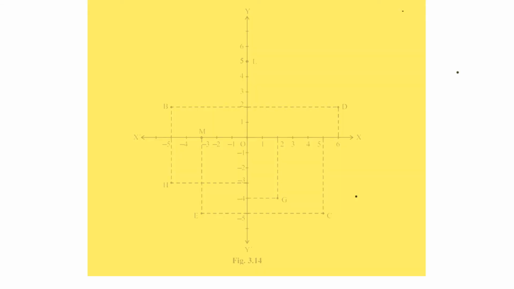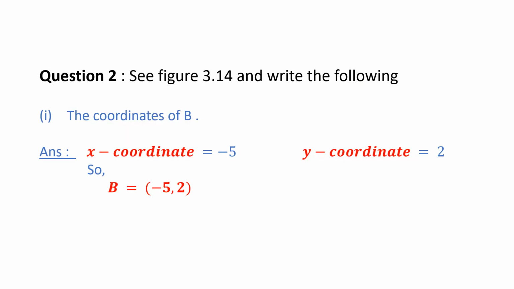Now here in this picture, if you look carefully, you can see that B is here, right? In your textbook, this picture is given, okay? So you have to look at point B. The x coordinate of B is -5 and the y coordinate of B is 2. So you can see that it is -5, 2, right? So that is why B is -5, 2.